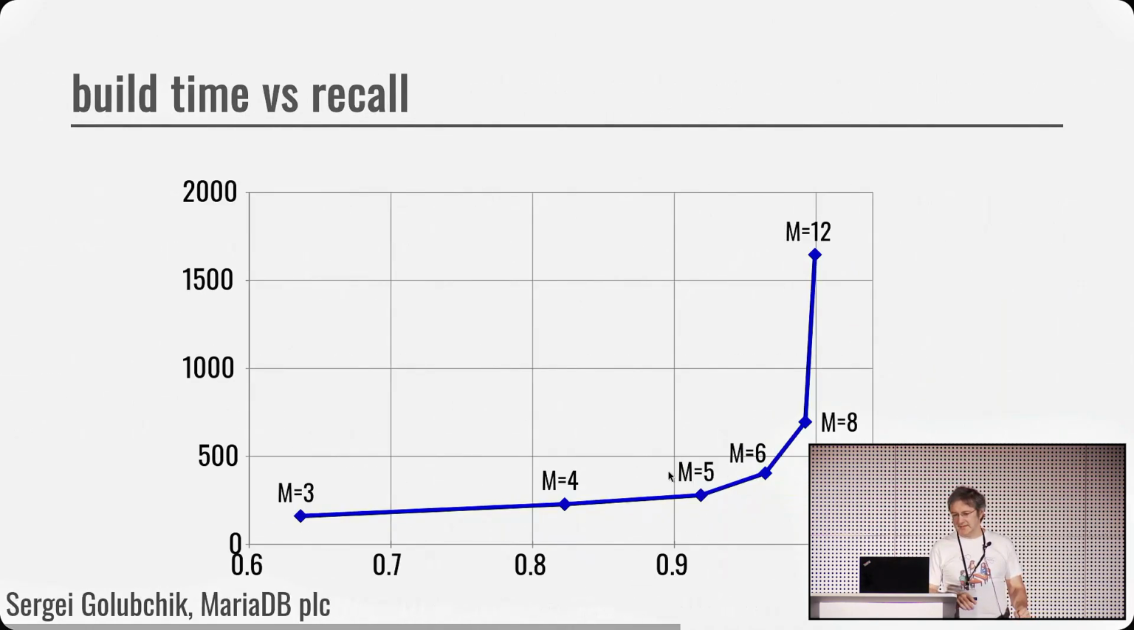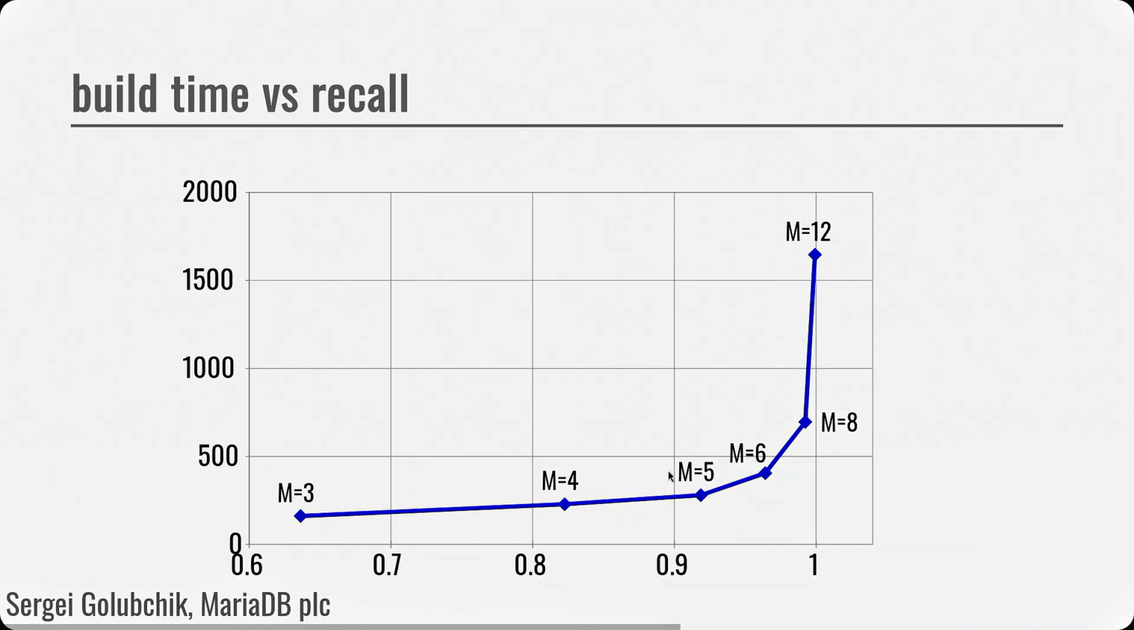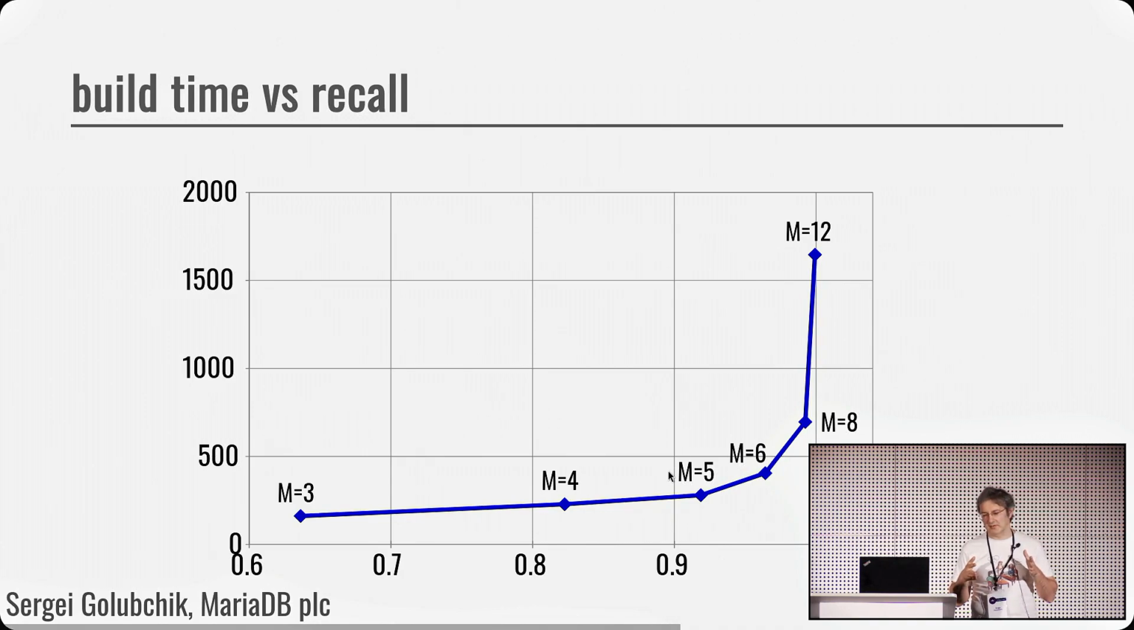This is how typical trade-offs look like. I'll be showing benchmarks in a minute, and those will be charts on benchmarks as well. This is the time to build the index, and how recall depends on build time.